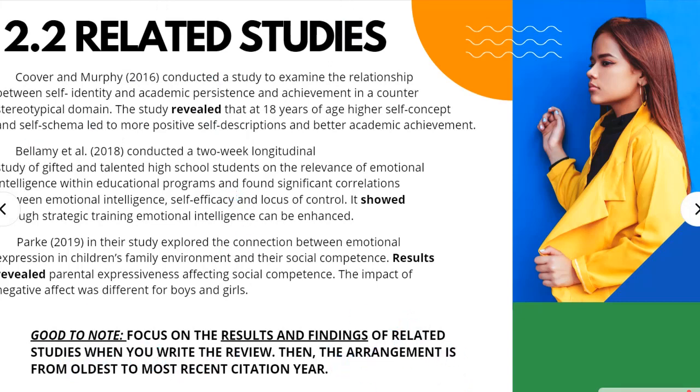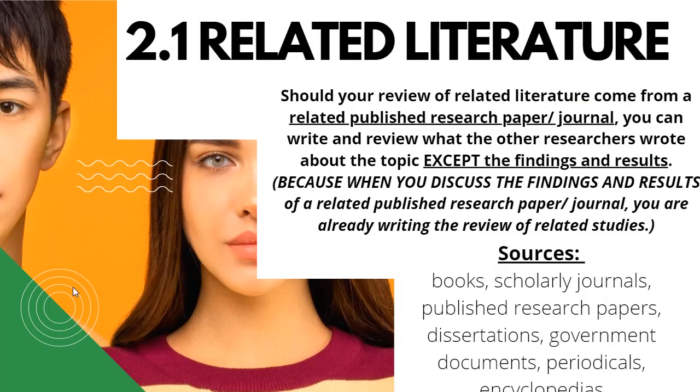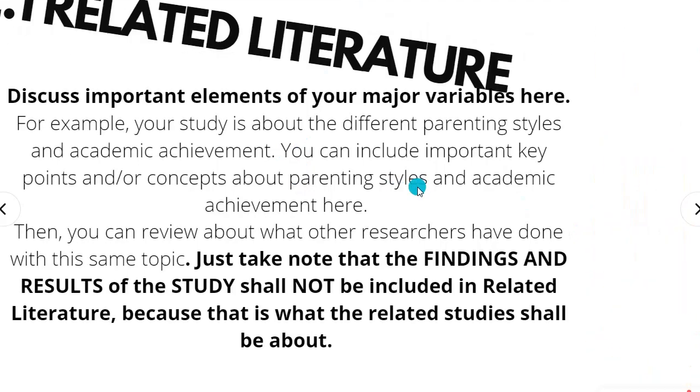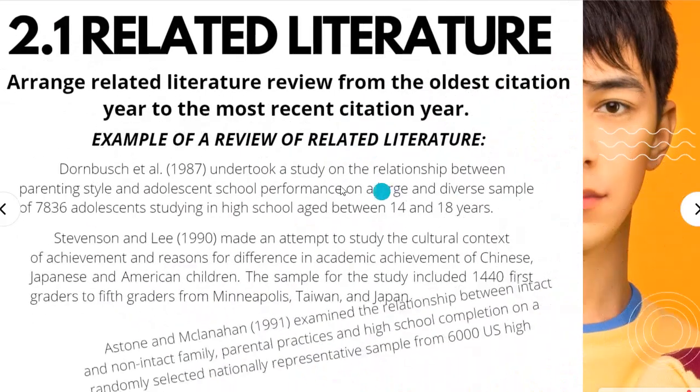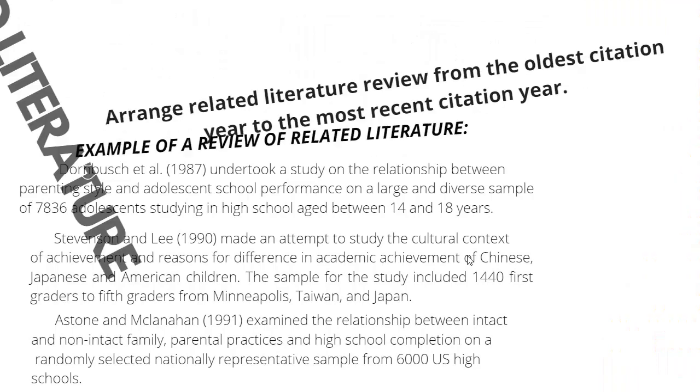Then, the arrangement is from oldest to most recent citation year. So, 2016, 17, 18, 19, 20, going down. Just the same, so that there is a pattern. It should not be scattered. In your literature, like 1987, 1990, 1991, so that there is a pattern from the oldest to the most recent. I hope that is clear.